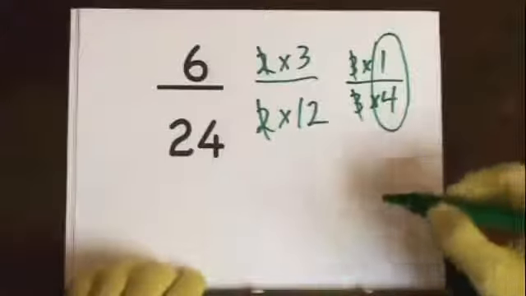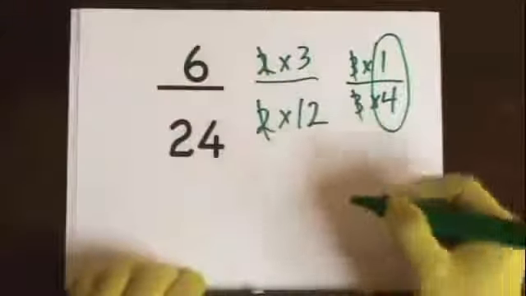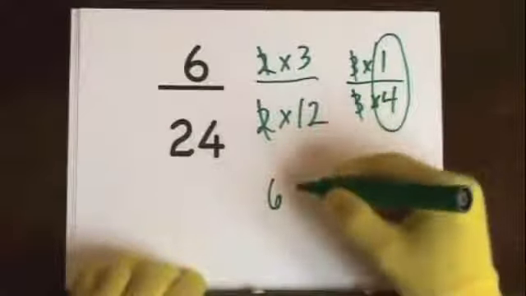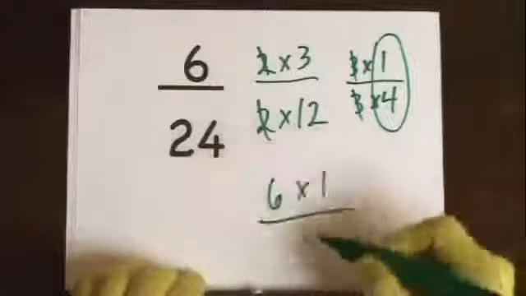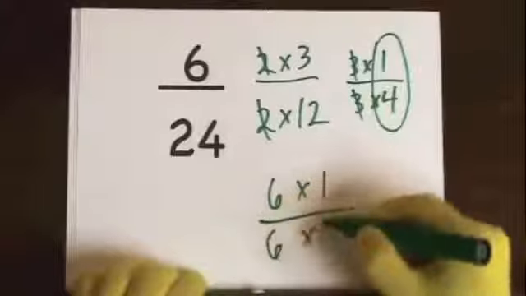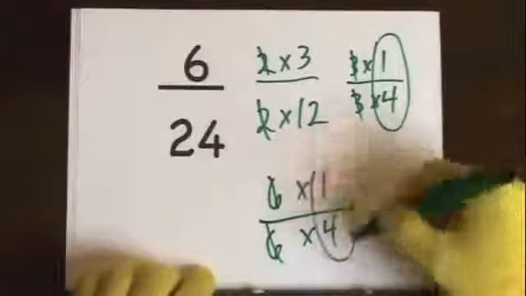A quicker way to do it would have been to realize that they share the factor of 6. So 6 can be thought of as 6 times 1, and 24 can be thought of as 6 times 4. Cross those out, and you're left with 1/4.